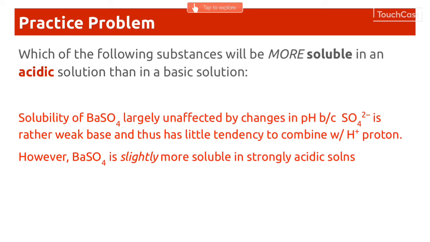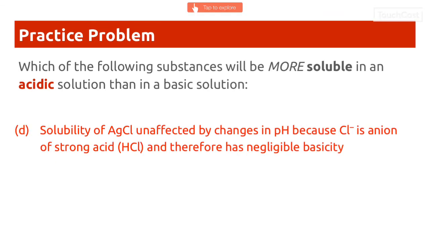All right, so let's do part D. So we're considering part D now, and we're looking at silver chloride. Well, chloride anion is the anion of a strong acid, hydrochloric acid, and consequently is going to have basicity that's really negligible. It's not really going to interact much with the proton. So as an effect, that pH change really isn't going to have much effect on the solubility of this salt.